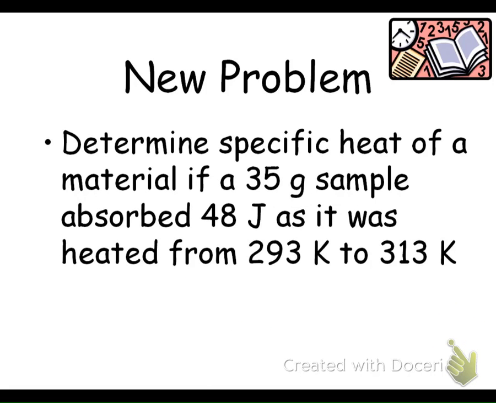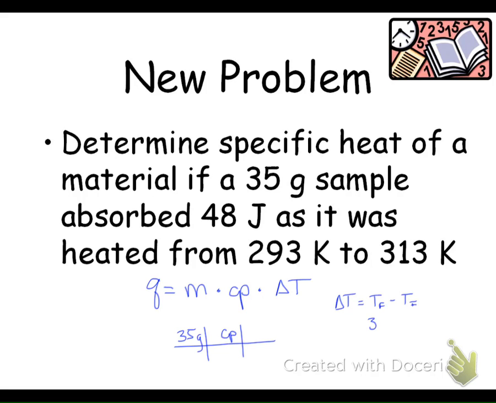Another problem here, so go ahead and pause the video and then try this setup and then I'll walk you through it. So hopefully you paused the video and were able to calculate this. The problem says determine the specific heat of a material if a 35 gram sample absorbed 48 joules as it was heated from 293 to 313. So you set up your Q equals mass times Cp times change in temperature. So you know that you have a 35 gram sample. You know you're solving for the specific heat because it asks you that in the question.